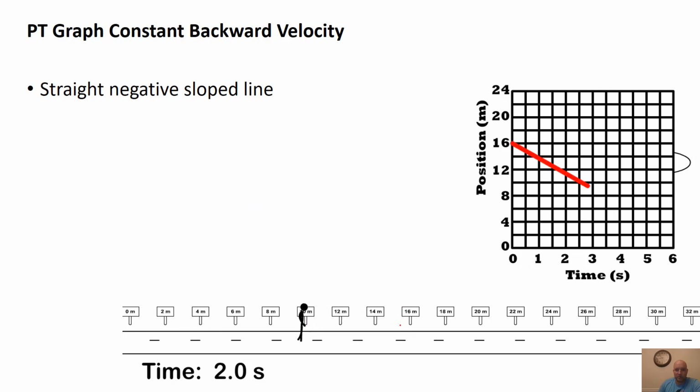So this guy looks like he's doing the moonwalk. He started at 16 meters and he's going all the way back and back, and at this point in time, he stops at the 2-meter mark. So once again, he starts at 16 meters and gets all the way to the 2-meter mark. And it's a constant rate, and that's why it's a straight line, see how it's going straight down like this? Negative slope line, that's what we call it.